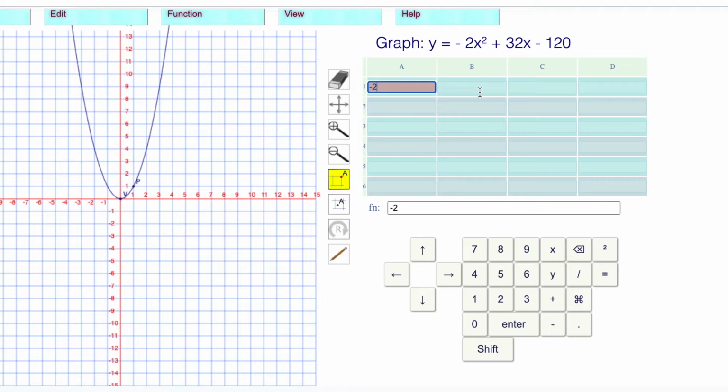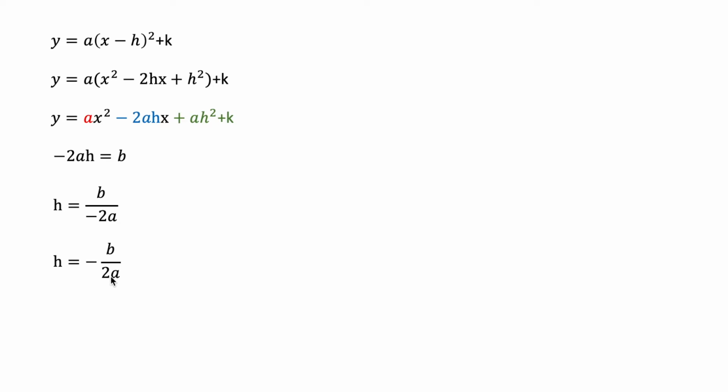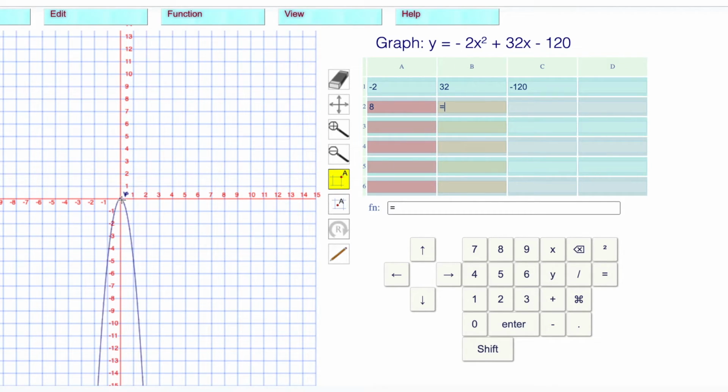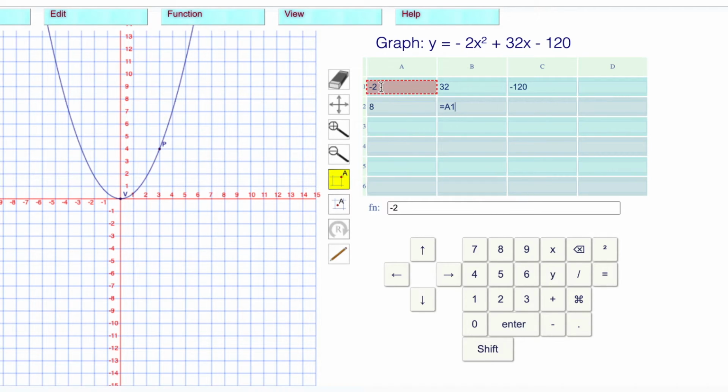Negative 2 is our a, our b is 32, and our c is negative 120. H is negative b divided by 2a. H is equal to negative b divided by 2 divided by the a. K, I'm just going to feed the h as the x value into this equation, and it'll give us out the k value. This point could actually be the vertex. It's just any point that's on the parabola is defined by this equation. Our x value, when it's 8, if we replace the x with 8, it's going to give us the y value at that point. It's going to give us the k. It's equal to the a times the x squared plus the b times the x plus the c.